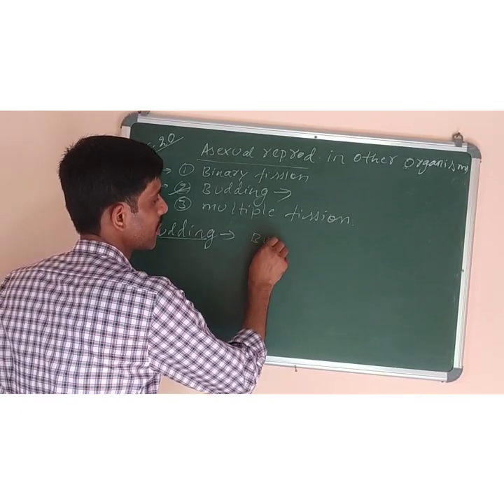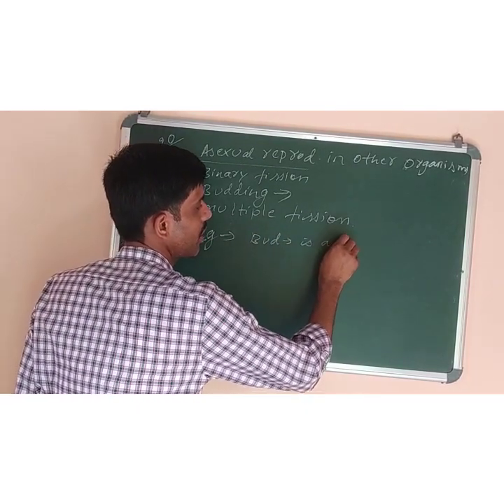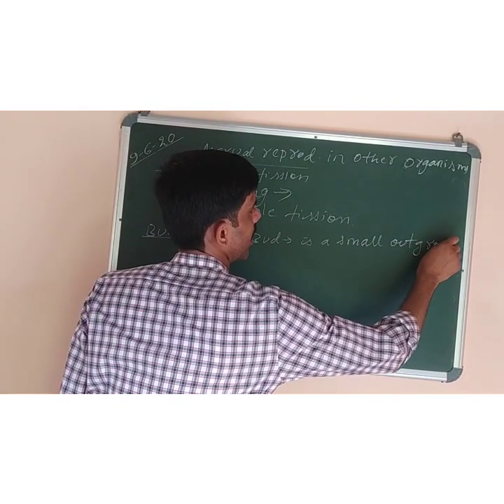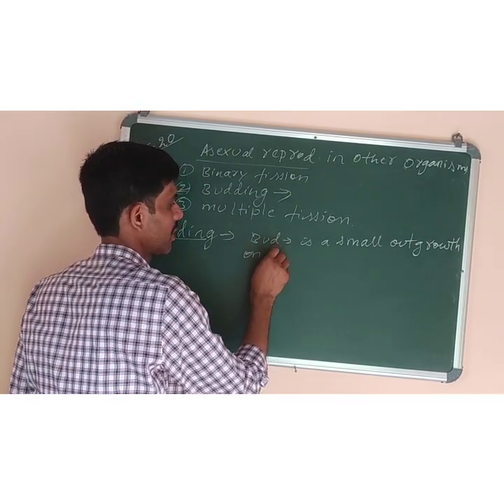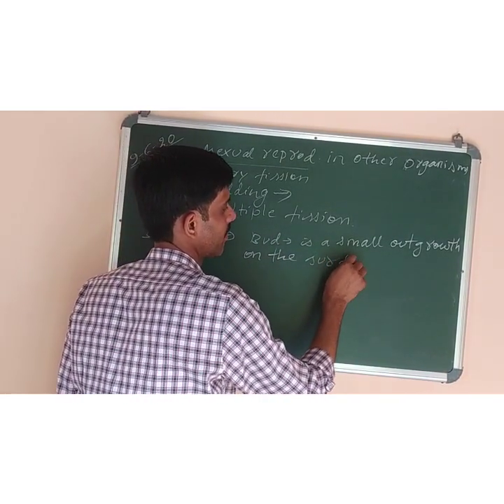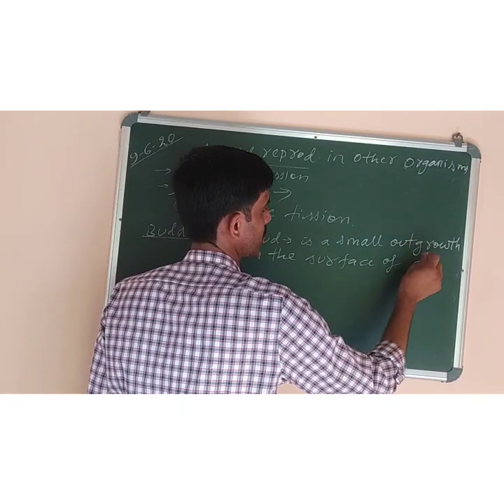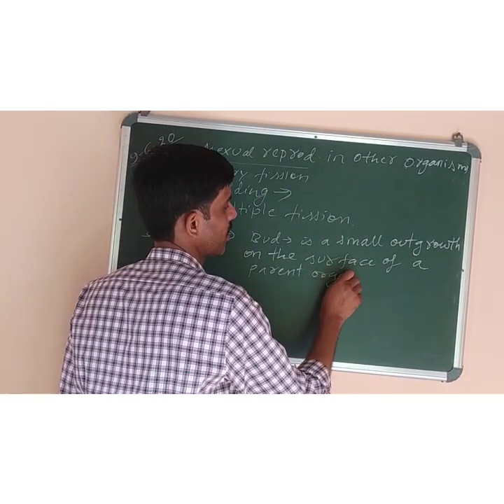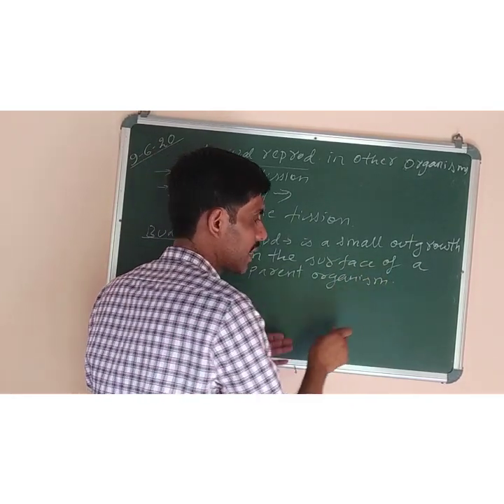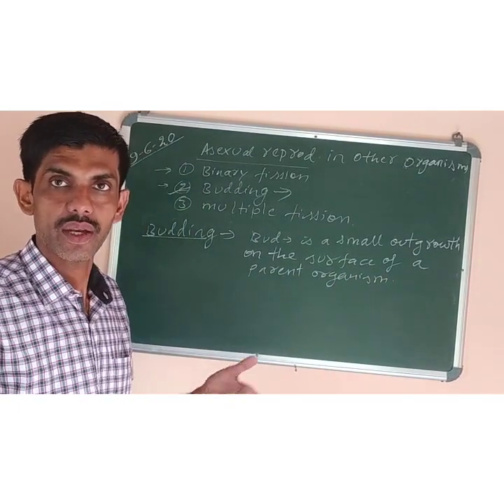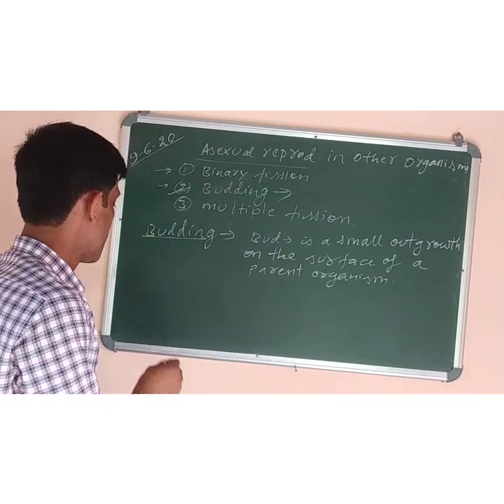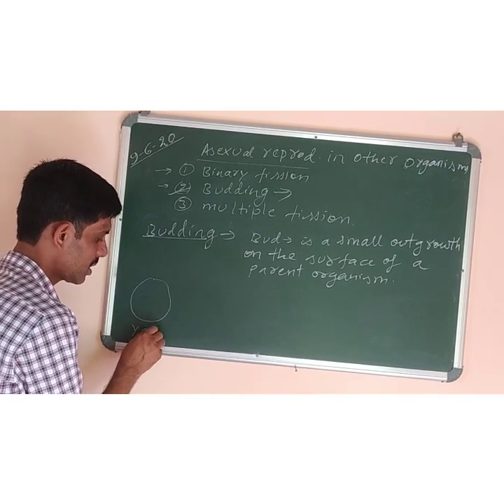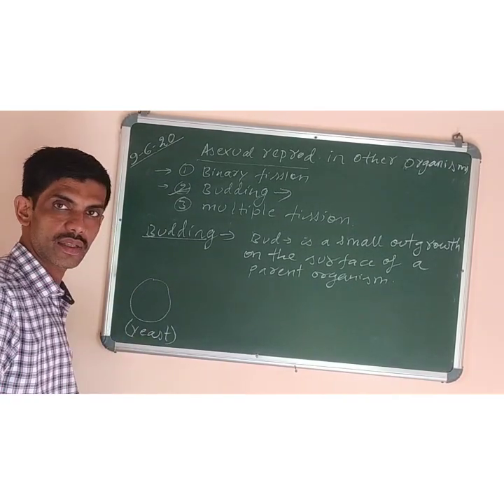Bud means, bud is a small outgrowth on the surface of a parent organism. It can be a plant or animal, that detaches, means separates from the parent and grows into an independent organism. Like this one is an example you can see. What is this one? This is yeast. Yeast is a fungus, a type of fungus.